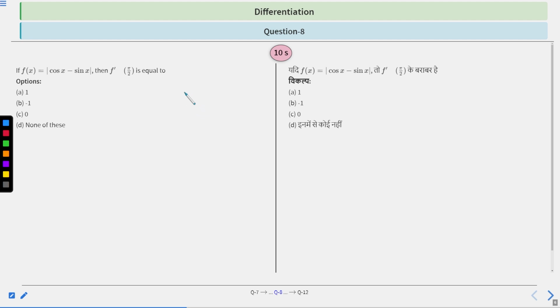The interval in which cos x is greater than sin x, in that interval, f(x) will be cos x minus sin x, right? And the interval in which sin x is greater than cos x, in that interval, f(x) will become sin x minus cos x, right? Clear? So f(x) can be broken as piecewise function in different intervals, right? Okay. So you have 10 seconds to solve this question. After 10 seconds, we will discuss the solution.